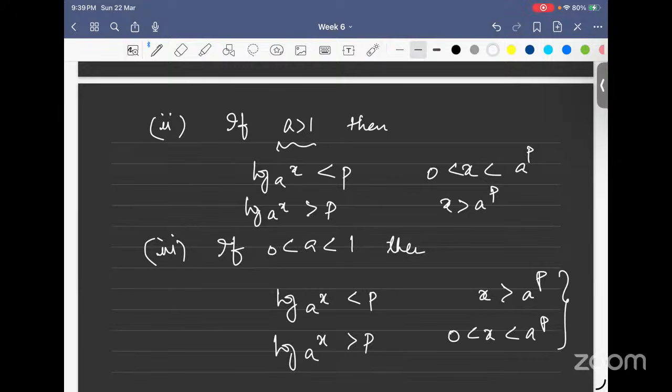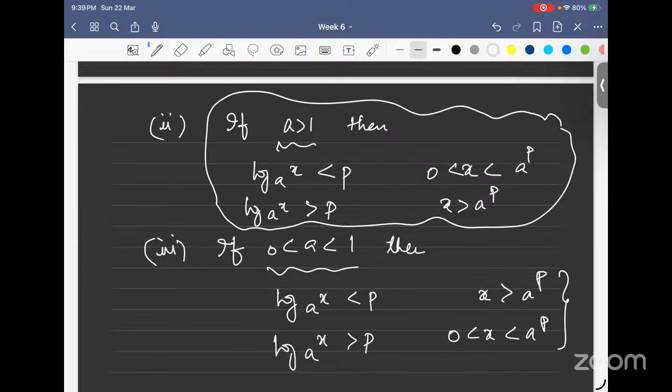So the inequality changes if the value of a is from 0 to 1. Normally every time we write it this way, but you have to keep in mind that you're just dealing with a greater than 1. Am I clear to everyone? Are you able to understand, right? Yes, sir. Okay, so that was it from my side for the logarithm function.